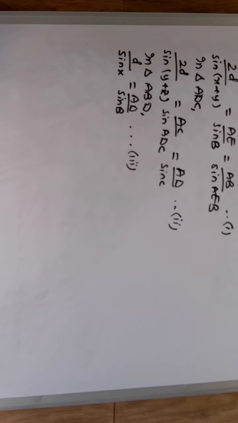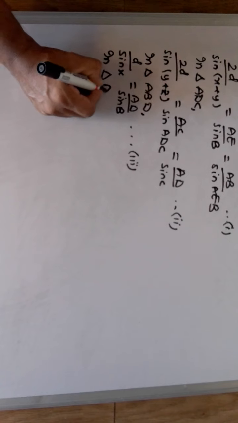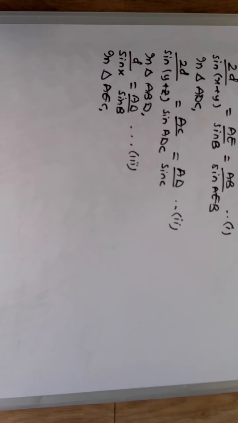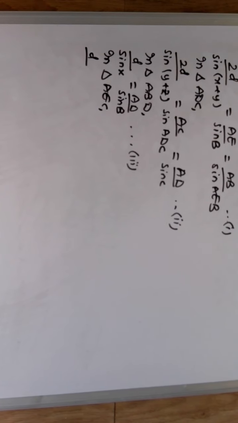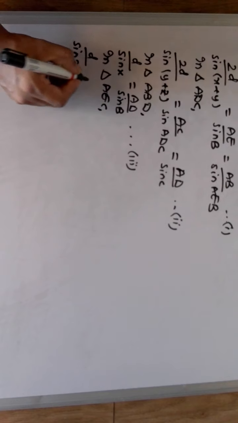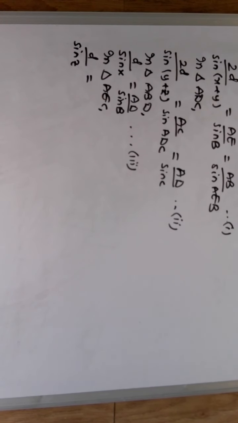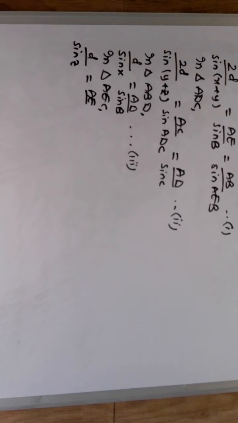Now I want Z. So for Z I need to take triangle AEC. In triangle AEC, here you have D is to sin Z, that is equal to, I will take angle C here, AE is to sin C, right?